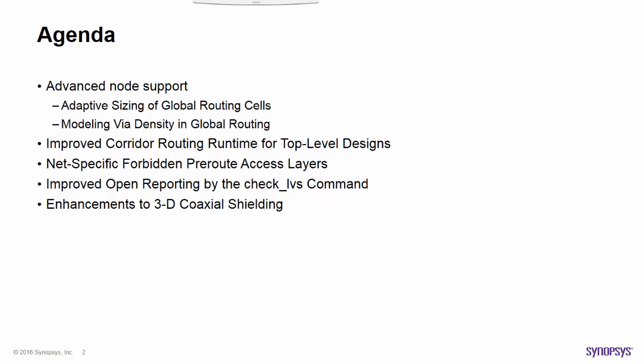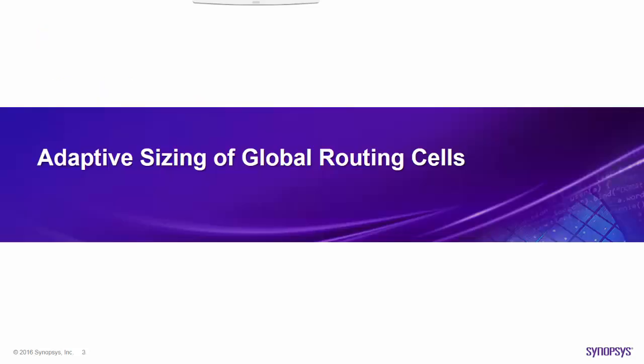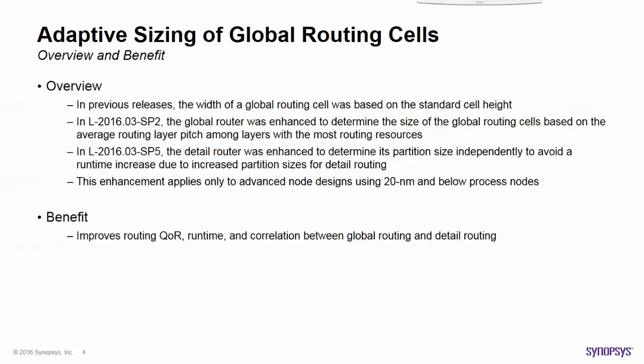We have rolled out two features for advanced node support. The first one is adaptive sizing of global routing cells, and second, modeling via density in global routing. Let's move on to the first feature, that is adaptive sizing of global routing cells. Overview and benefit. In this feature, the global router is enhanced to adaptively decide the size of the global cells based on the average routing layer pitch among layers with most routing resources instead of the standard cell row height.